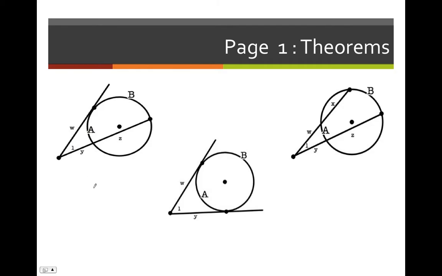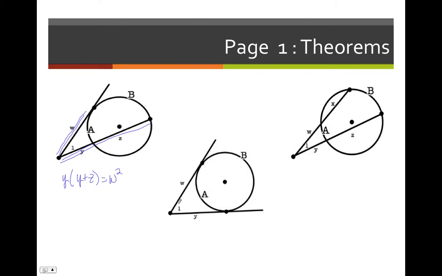With these problems, we have tangents and we have secants. Remember, a secant intersects a circle in two places where a tangent only one. As far as the chord lengths go, you have the outside times the whole. So here the outside is Y, the whole is Y plus Z. That equals the outside times the whole, which is just W times W, or W squared.